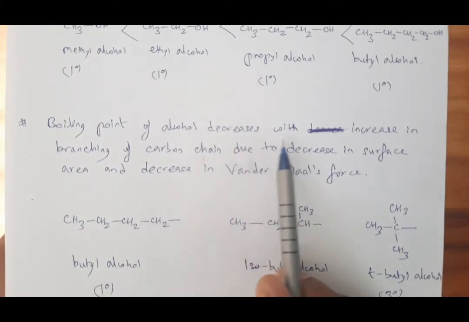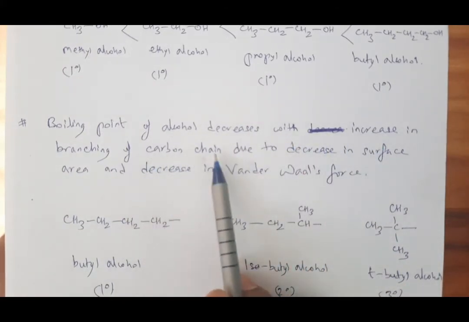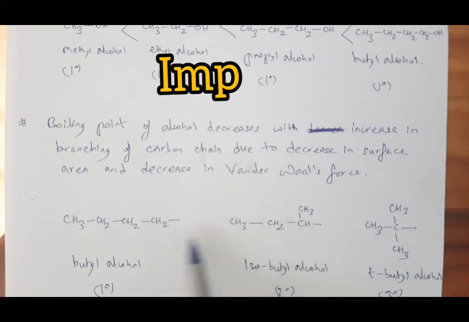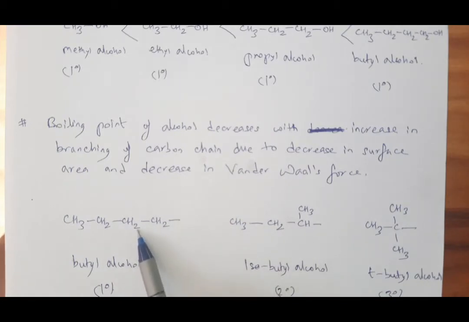The boiling point of alcohol decreases with increase in branching of the carbon chain. Now you can see here CH3, CH2, CH2, CH2 means butyl: methyl, ethyl, propyl, butyl. Now here I have kept CH3 as it is, CH2 as it is. Here I have taken one H out to make it CH3, which is up. Then what remains here is CH. This is butyl, and this is called isobutyl. Now here we have kept C in the middle, then CH3, CH2, CH3.